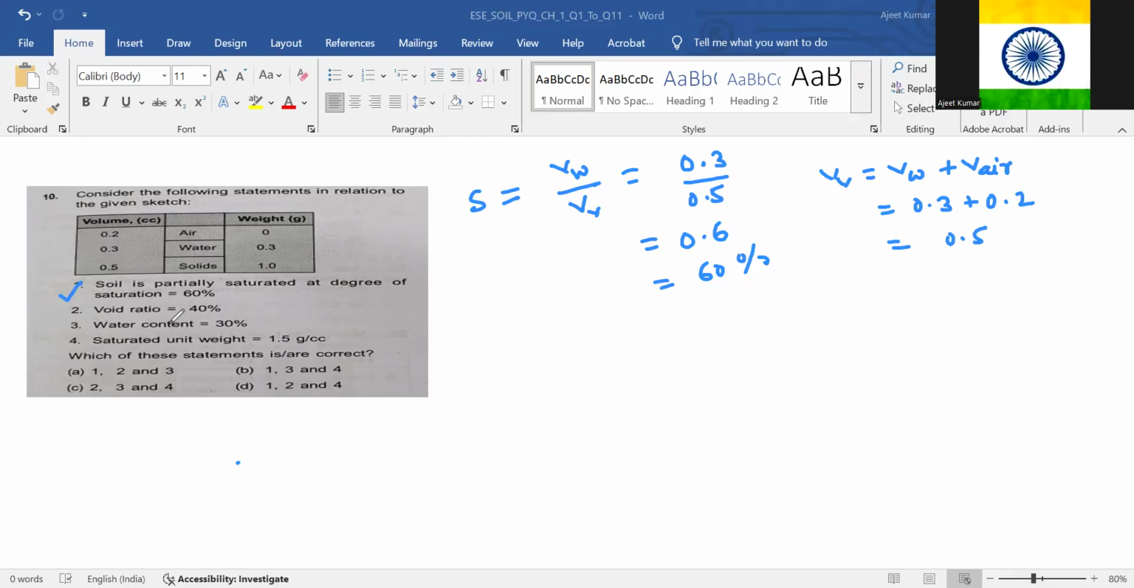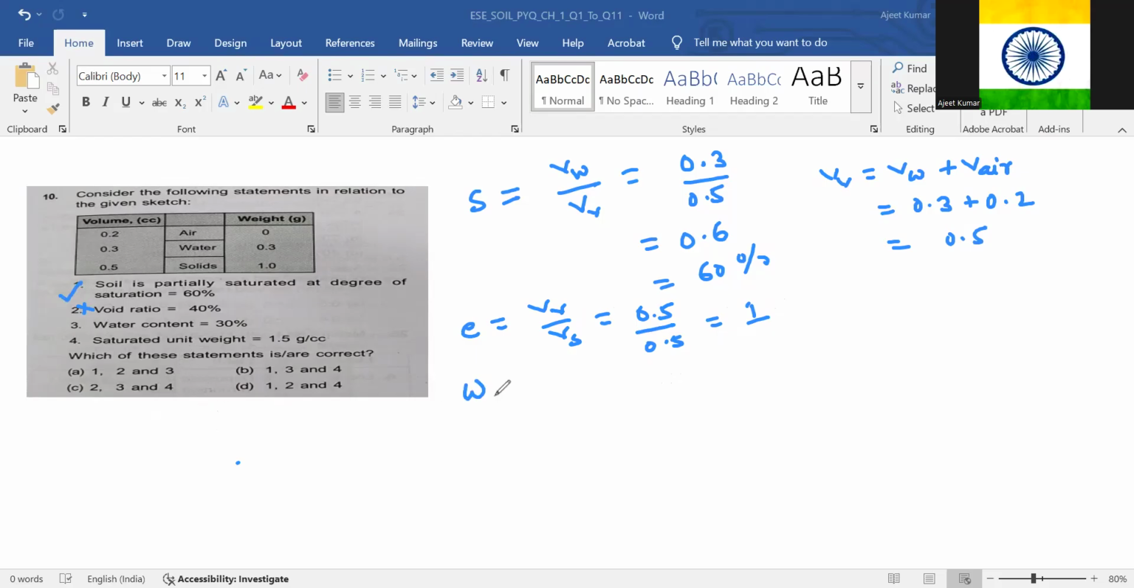Now we will check the second statement. So void ratio e is equal to what? e is equal to volume of voids divided by volume of solid. And volume of void you have calculated already as 0.5, and volume of solid is 0.5. So this is 1. So void ratio is 1. So this statement is wrong. Statement 2 is wrong.